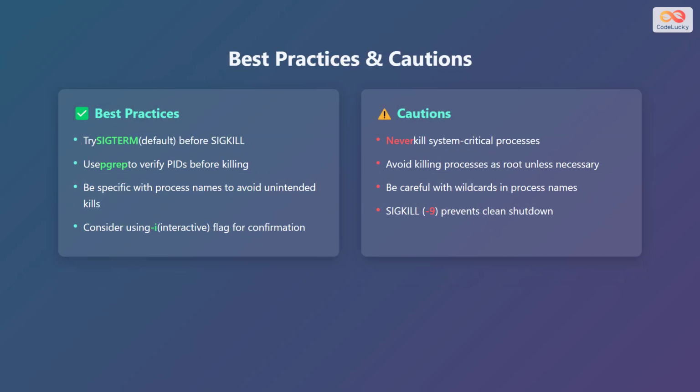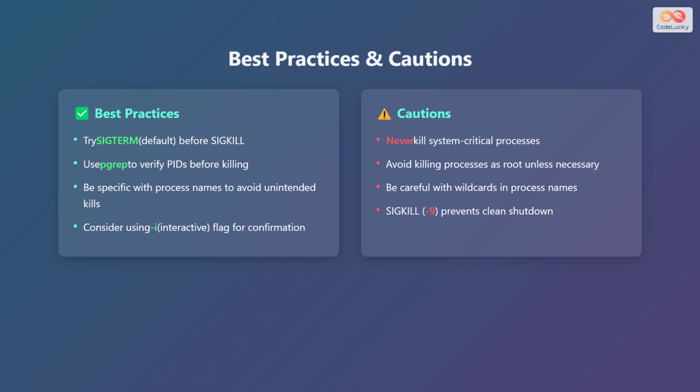Before you start using these commands, keep in mind the best practices and cautions. Always try SIGTERM, the default signal, before resorting to SIGKILL. Use grep to verify process identification numbers, or PIDs, before killing processes. Be as specific as possible with process names to avoid unintended kills. Consider using the -i, which stands for interactive, flag for confirmation before killing a process.